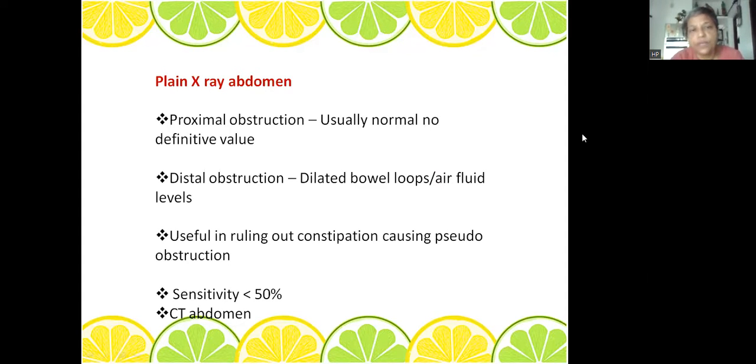Now, a plain X-ray abdomen can be taken. Another is a CT abdomen. Nowadays, most of the time it is a CT abdomen. In the plain X-ray abdomen, usually in a proximal obstruction the film will be normal. In a distal obstruction, there will be dilated bowel loops. It is also useful in ruling out constipation causing pseudo obstruction, when there is a pseudo obstruction due to constipation.